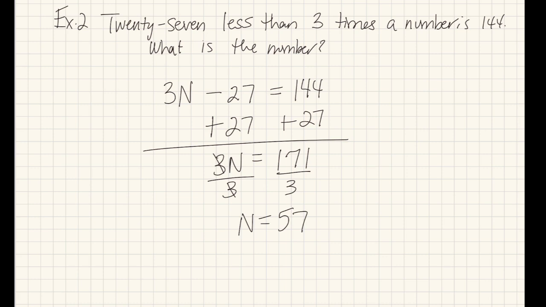We can then plug this right back into the equation, make sure it works. 3 times 57 is 171, minus 27 is 144. So now I see that that works and that my number, 57, is the correct answer.